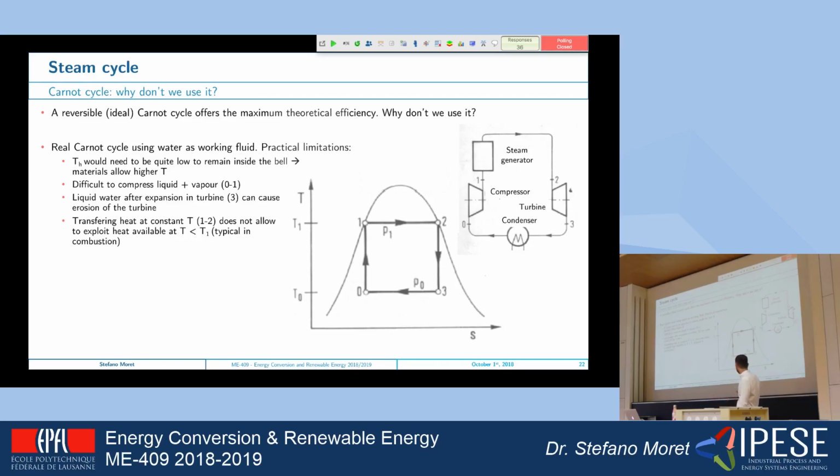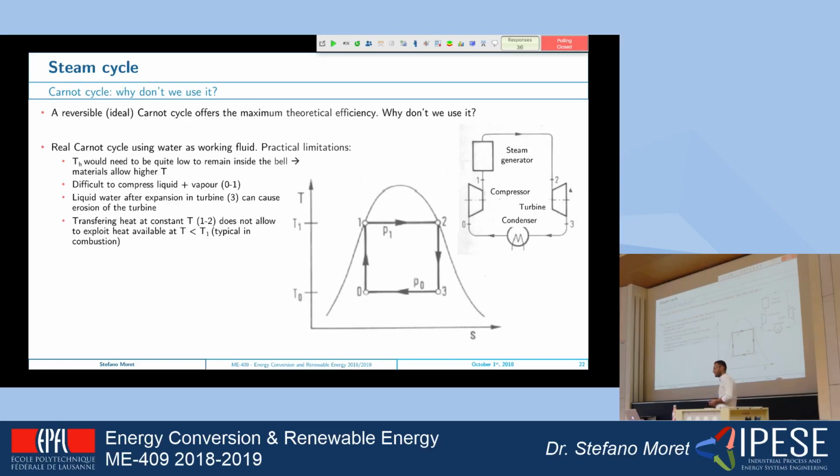And then another thing is that in this process from 1 to 2, we assume that heat is given at a constant temperature. And this is not the case. When we have combustion or so on, when we get heat, we normally have a decrease in temperature of the source that's giving us heat.